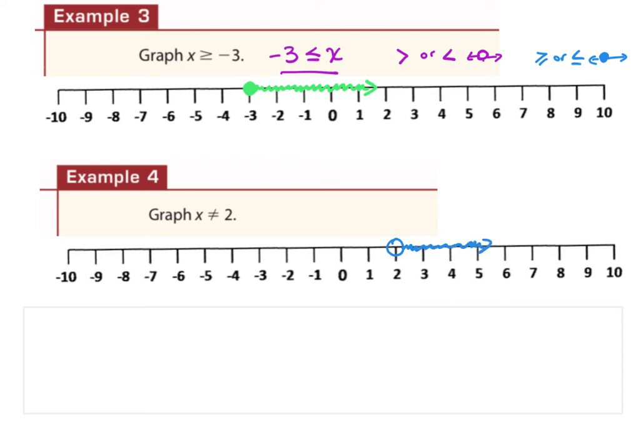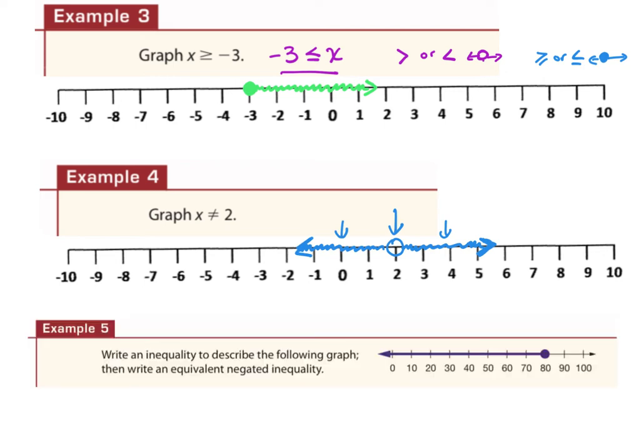I'm actually going to graph everything except the 2. And you don't have to graph the whole thing. You notice that I have arrows at the end. That tells me it goes on infinitely. So you just shade one side of it, or both sides in this case, and put your arrows on both sides. It indicates I am not including 2, but I am including everything that is not 2.